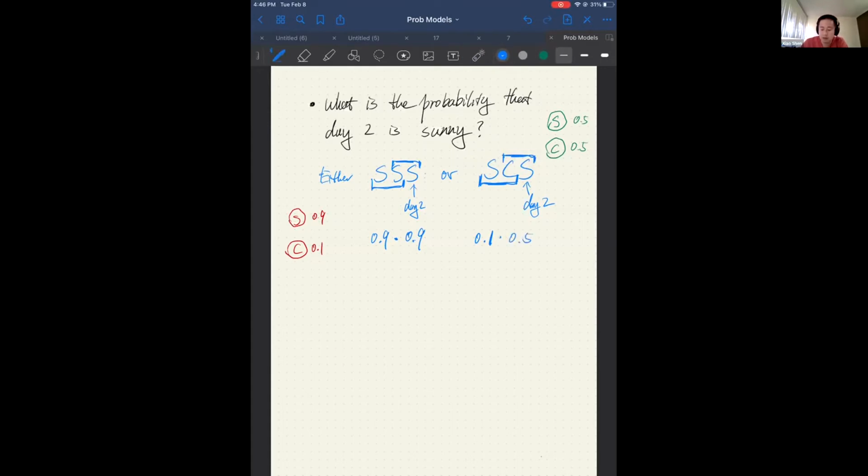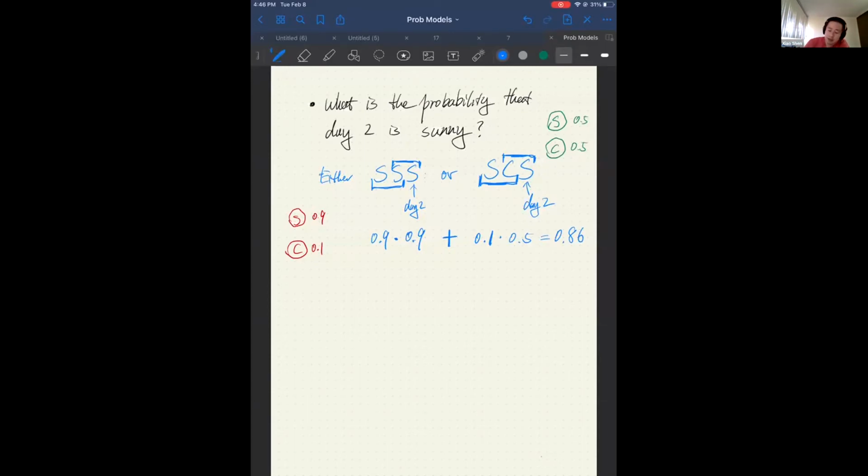Right? And of course, either one of these cases could happen. So we're just going to add them. And you can see that in this case, the outcome will be 0.86. Sorry, it's 0.81 plus 0.05. It's 0.86. So this is going to be the probability that day 2 is sunny.